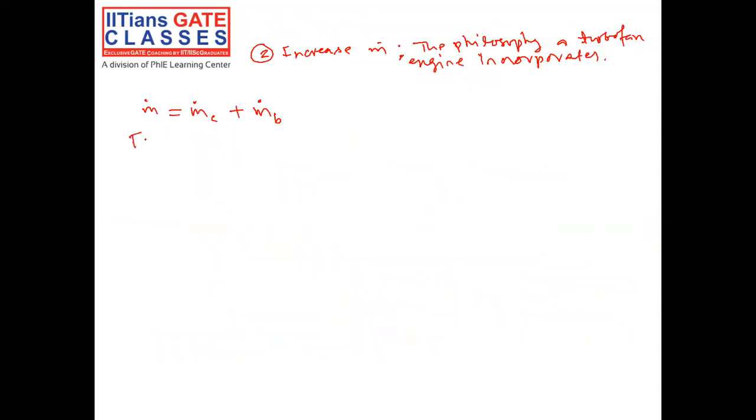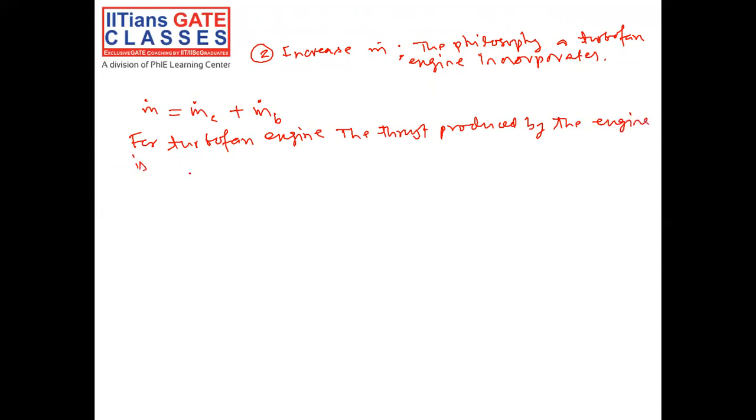So for a turbofan engine, the thrust produced by the engine is given by this. So this is the thrust produced by the core engine, and this is the extra thrust produced by the bypass nozzle.